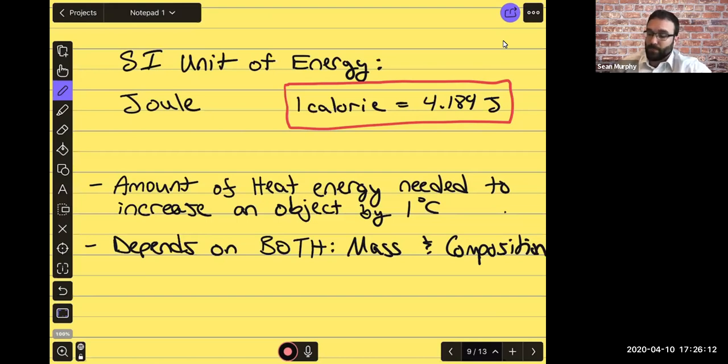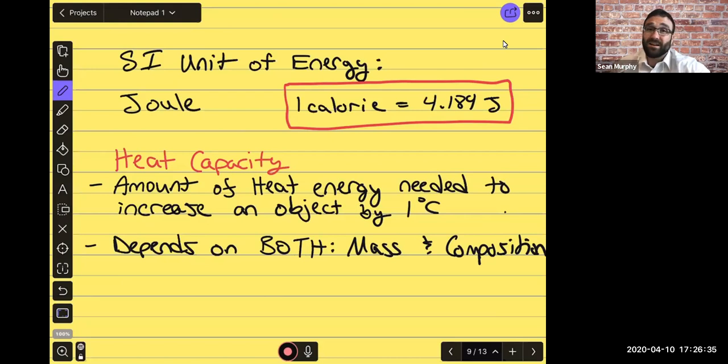All right, so another definition. The amount of heat energy needed to increase an object by 1 degree Celsius, we're going to call that the heat capacity. Remember, heat and temperature, two different things, and they don't equal each other.